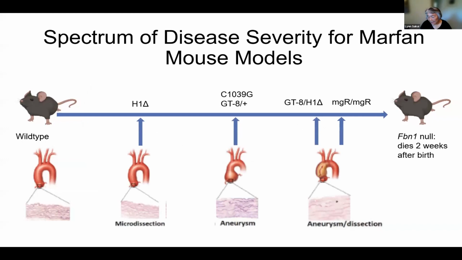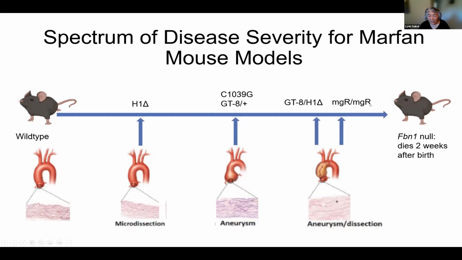So on this slide, I've just summarized some of these mouse models. And this is a spectrum of disease severity, for aortic disease, for these various mouse models. So at this end, there's wild type. This mouse has a normal aorta and a normal aortic wall with its nice elastic lamellae. On this end is the complete fibrillin-1 null. So this mouse has no fibrillin-1, and it dies 2 weeks after birth from aortic rupture.